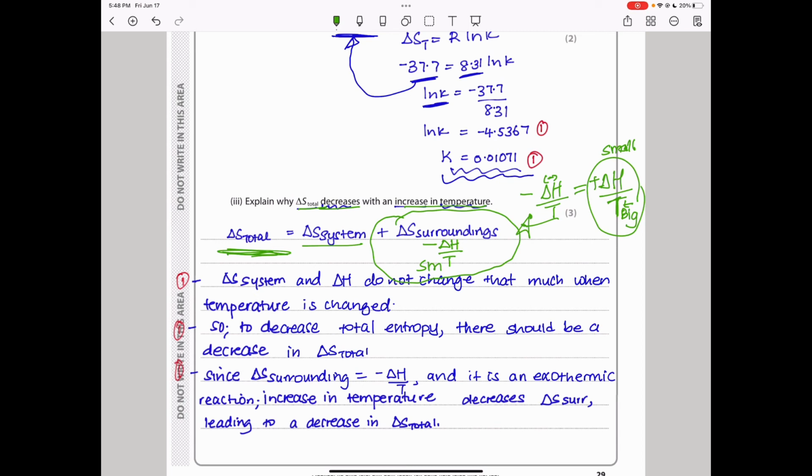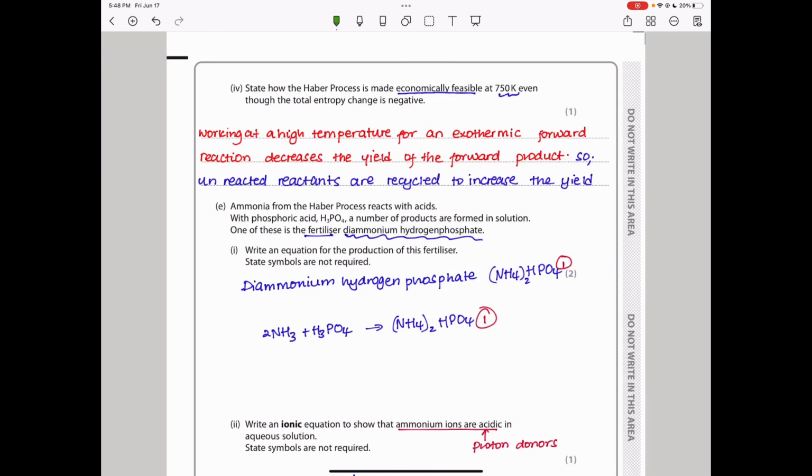The ΔS total is going to be the ΔS system plus the ΔS surrounding. Here the ΔS surrounding is negative ΔH over T. The forward reaction is exothermic. It means there is going to be a decrease in the ΔS surrounding, which leads to an overall decrease in the ΔS total. I'll continue to the next part.